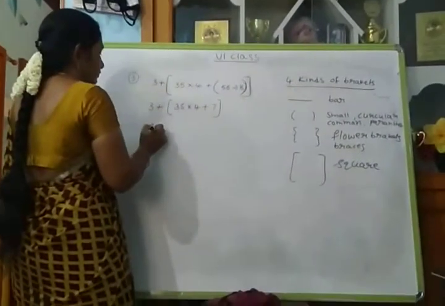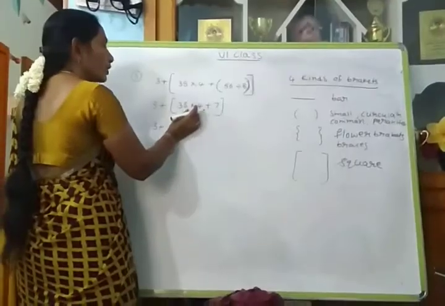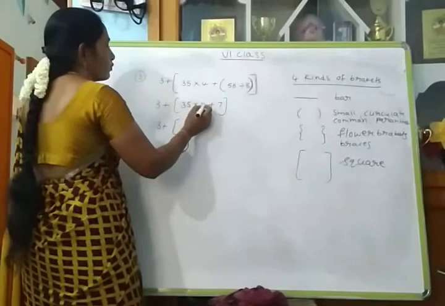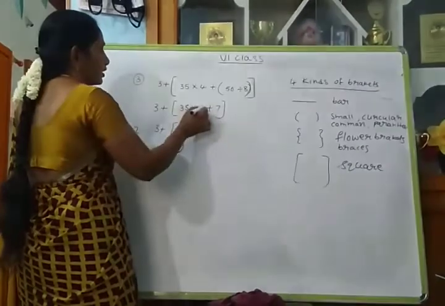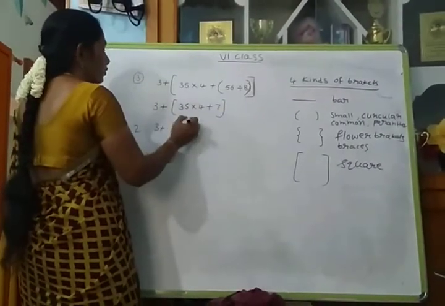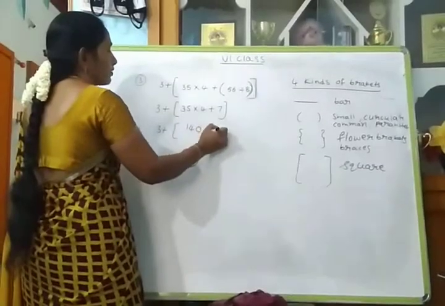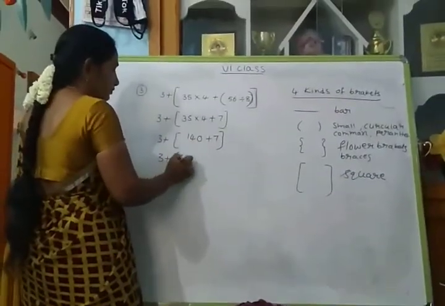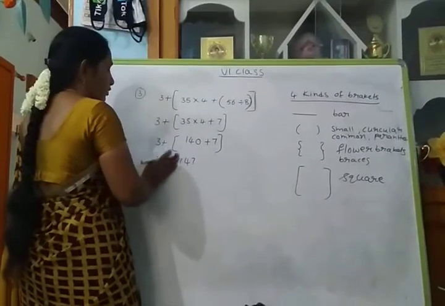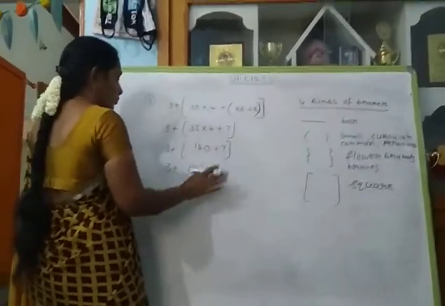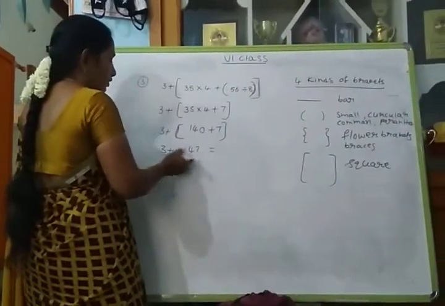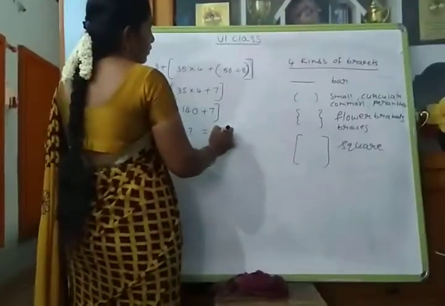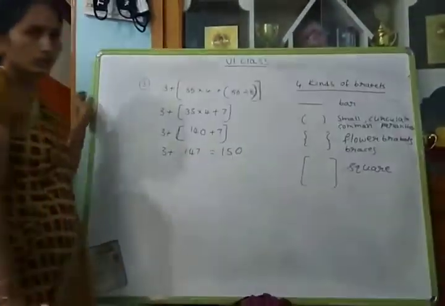Next, after that what do we have to do? Multiplication. 35 fours: 4 fives are 20, 4 threes are 12, 12 plus 2 is 14, so 140 plus 7. Again both are addition, 147. Now remove the bracket. If addition comes after, no need to write the bracket. So next you get 147 plus 3, 150. Like this you have to do.